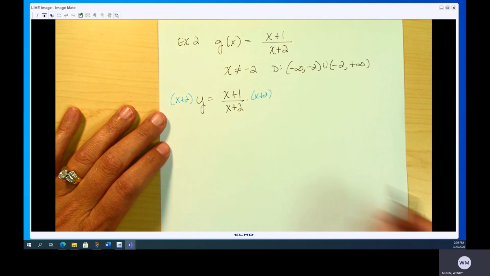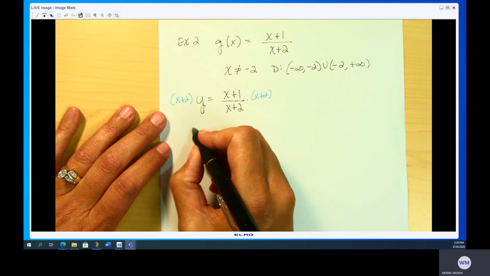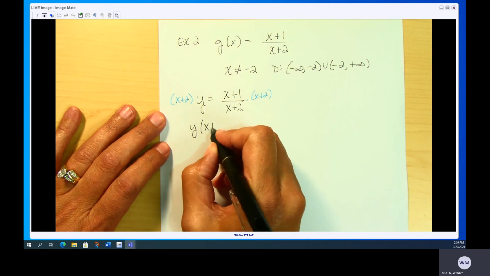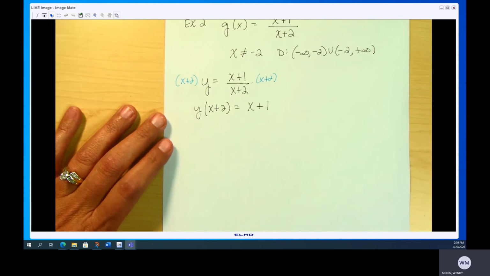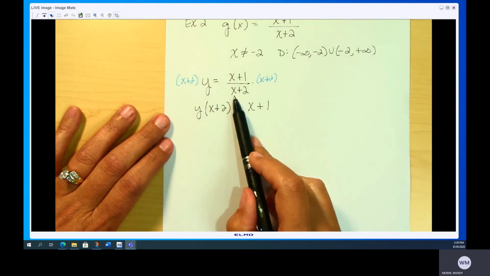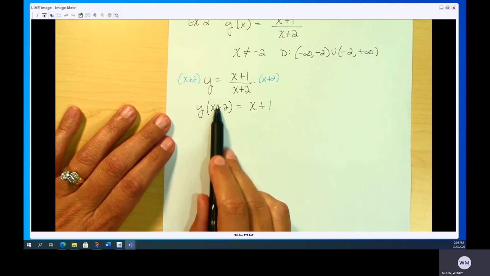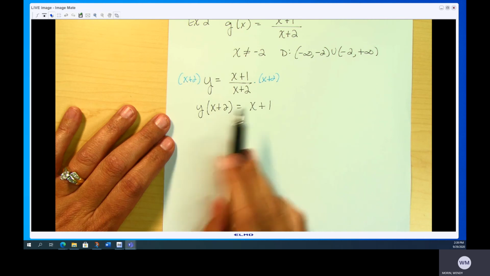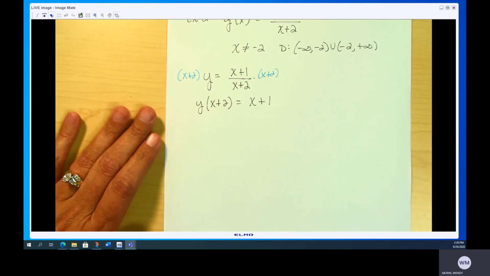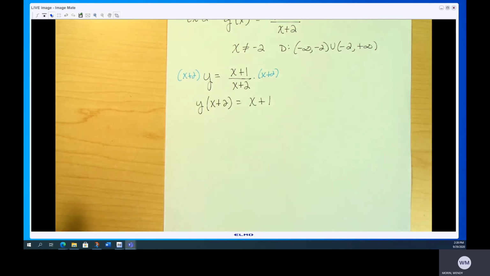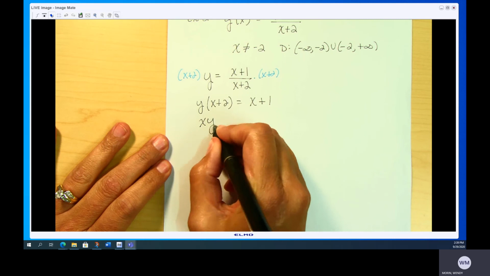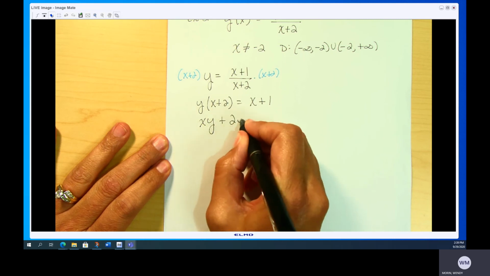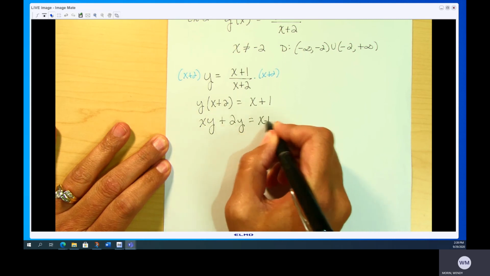Okay, so when you do that, you're going to get y times (x plus 2) equals x plus 1, because these cancel. Now notice, you have an x over here and an x over here. The only way to solve for x is to get those x's on the same side of the equation. So we're going to have to use the distributive property here. We have xy plus 2y equals x plus 1.